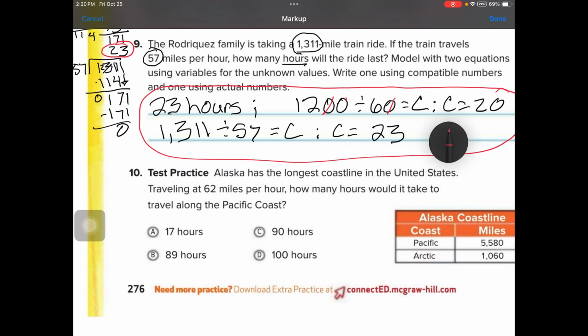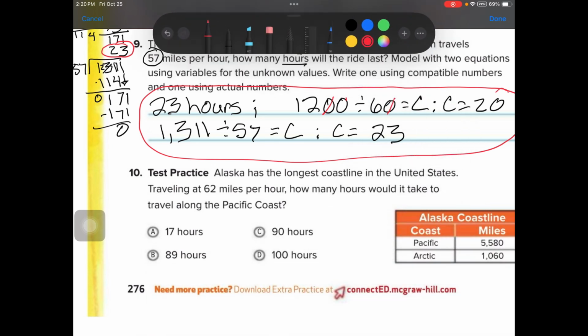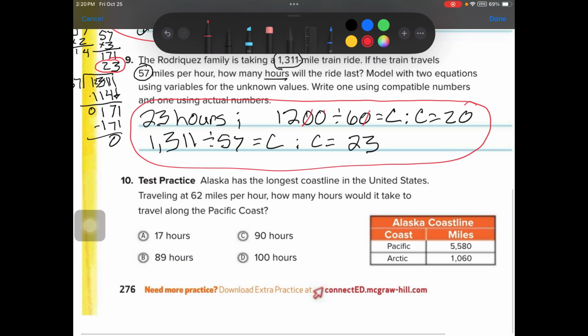Alrighty, let's try up here. Number 10, Alaska has the longest coastline in the United States. Traveling at 62 miles per hour, how many hours would it take to travel to the Pacific coast? All right, so we are working on number 10. We need to figure out traveling 62 miles an hour, how many hours would it take to travel to the Pacific coast? Here's Pacific.